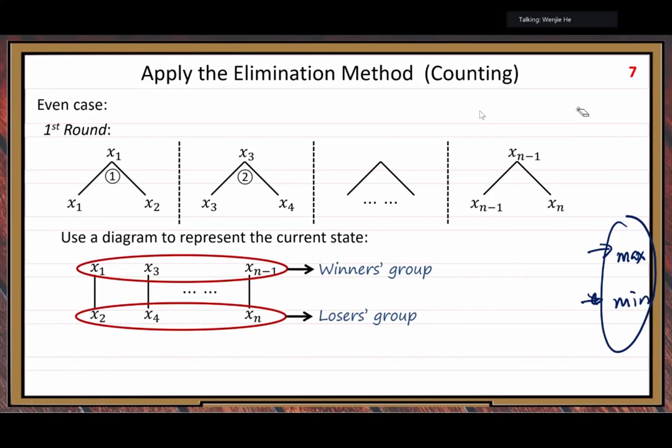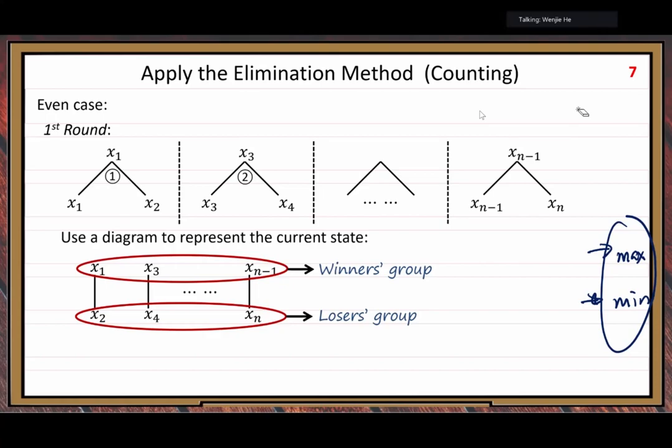Here we want to find both the maximum and minimum in a given array with n elements. First, we consider n is an even number. So we use this method. First round, we pair all the elements. Perfect pairs. All elements are paired.